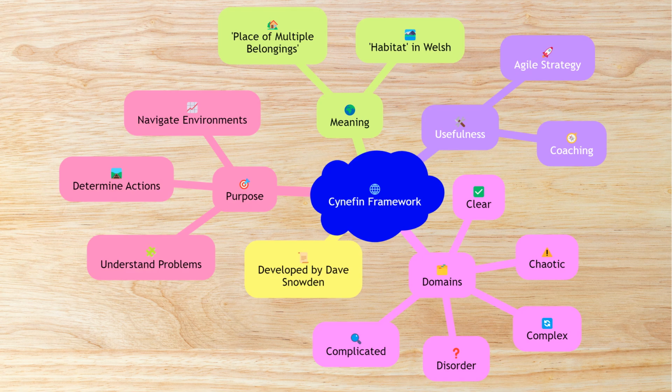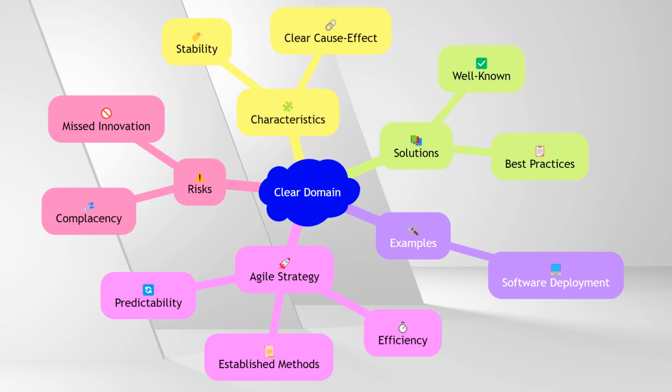By categorizing issues into 5 distinct domains: clear, complicated, complex, chaotic, and disorder, Cynefin aids in determining the most appropriate actions and strategies. This introduction sets the stage for a deeper exploration of each domain and its relevance to agile practices. In the clear domain, problems are straightforward and solutions are well known.